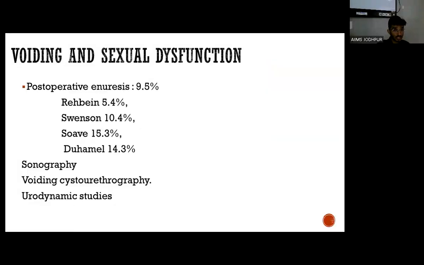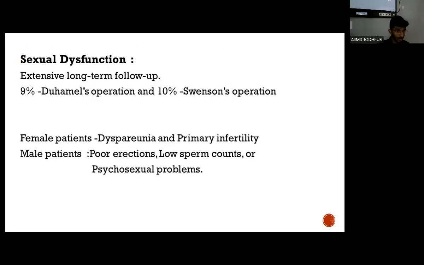Voiding and sexual dysfunction are also late complications, and for this a long-term follow-up of the patient is required. Postoperative enuresis is as common as 9.5%, and it is most commonly seen with Sauvé's, Duhamel and Swenson's procedures, where a pelvic dissection is there, and it is assessed with ultrasound, voiding MCU and urodynamic studies. Sexual dysfunction also requires extensive long-term follow-up.